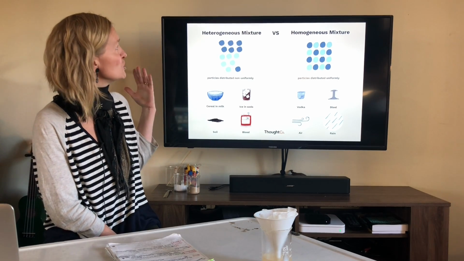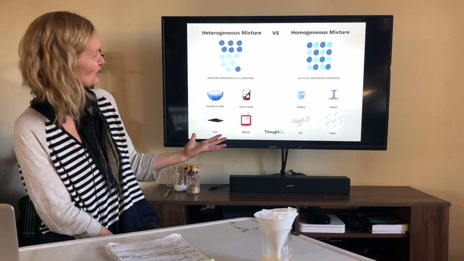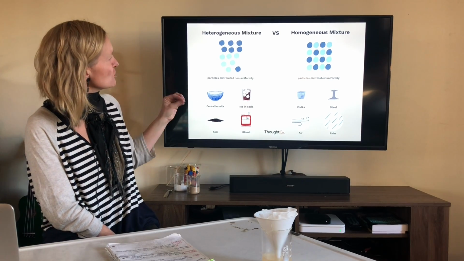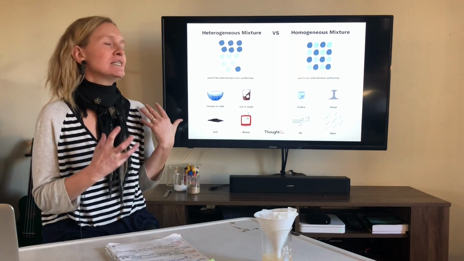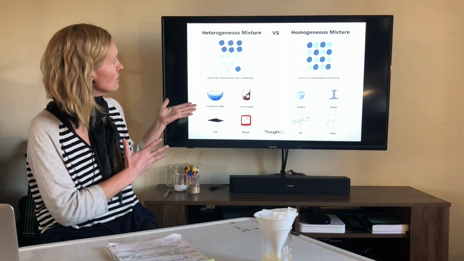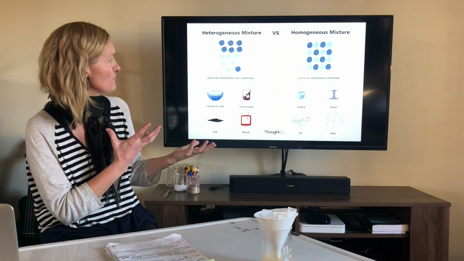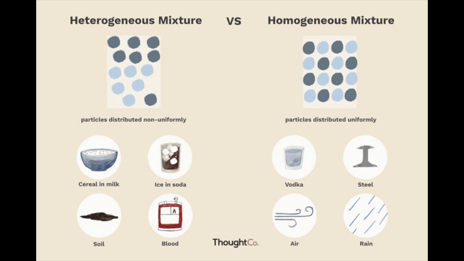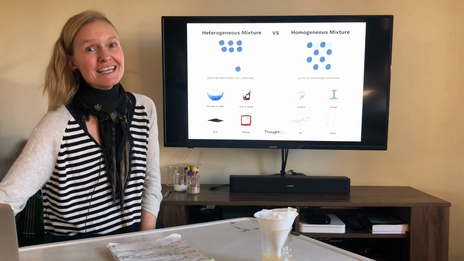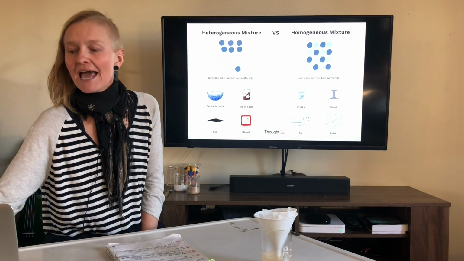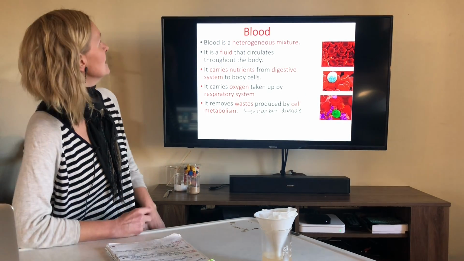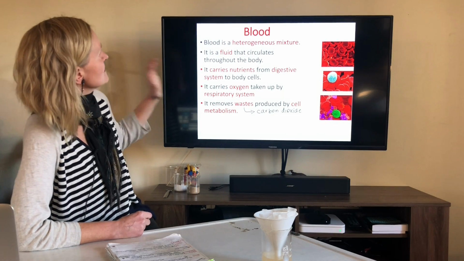And then we have the heterogeneous mixture. This is a type of mixture where the particles are not distributed evenly. So let's say cereal and milk, or ice in a fountain drink, or in some kind of beverage. Or soil. We talked about soil in our ecology unit and how soil is a mixture of many different things. Or blood, actually. Blood is a heterogeneous mixture because there are different things in our blood and it's not always uniform. So if you look at this slide, it says blood is a heterogeneous mixture.